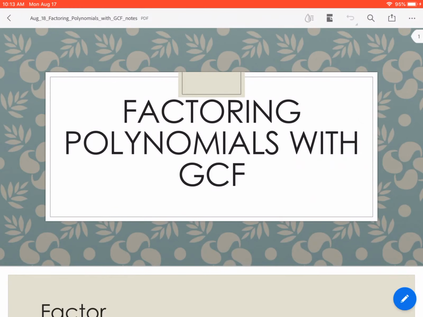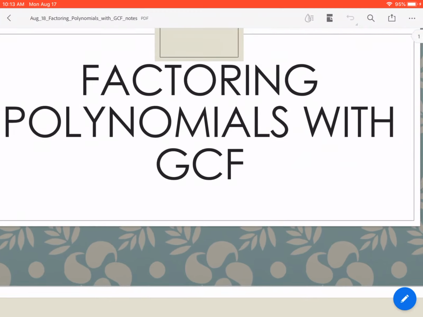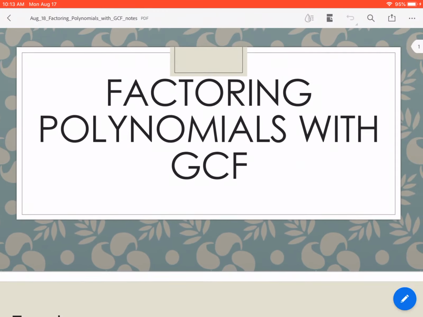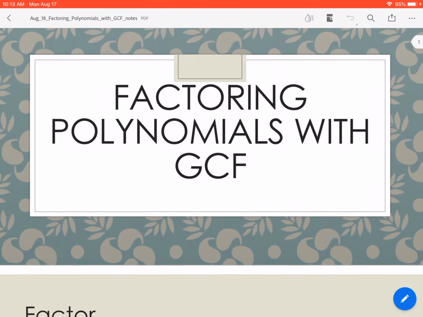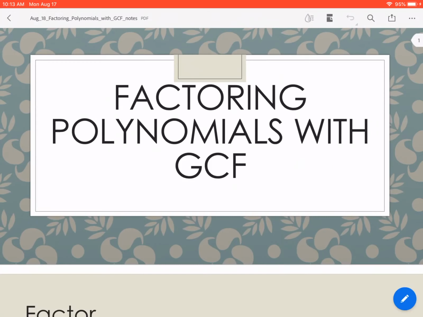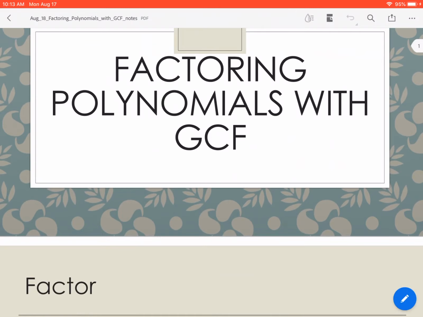Okay, these are the notes for factoring polynomials with a greatest common factor. So you guys are going to see GCF, and what that stands for is greatest common factor. A lot of times, I like to say greatest common factor is what something has in common with something else. What's the most that they have in common, whether it's x's or y's or a number or whatever.